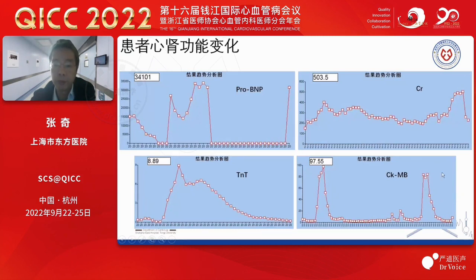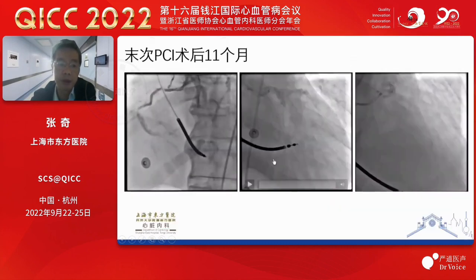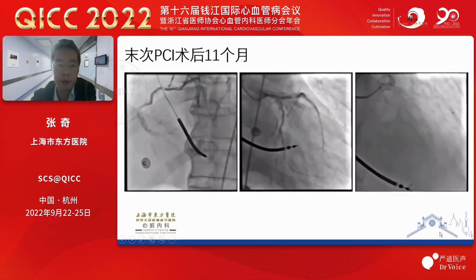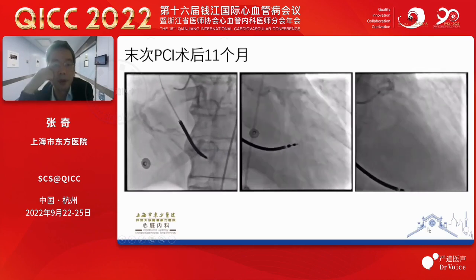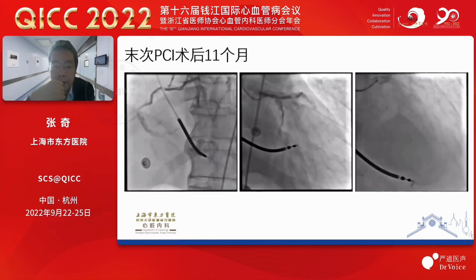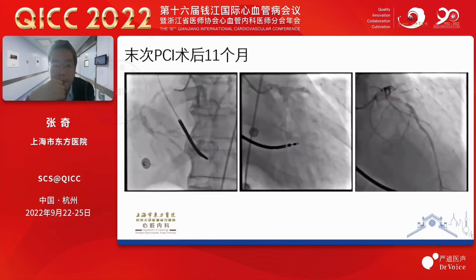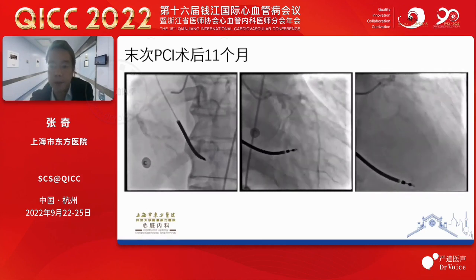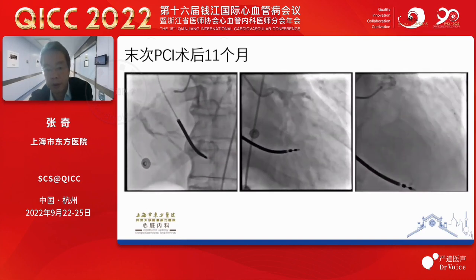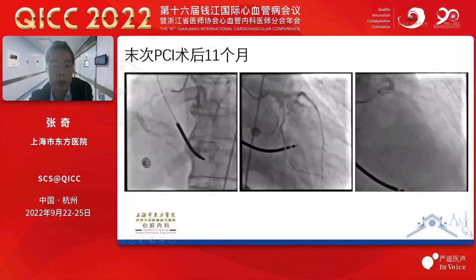So this is the change of the heart and kidney function. You can see that the creatinine is maintained at 200 and keeps stable. So this is 11 months after the last PCI, and the patient had a heart failure, and then we check the angiogram again. So the patient is waiting for cardiac surgery.